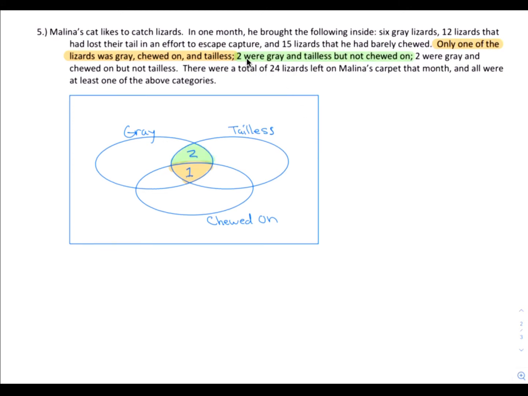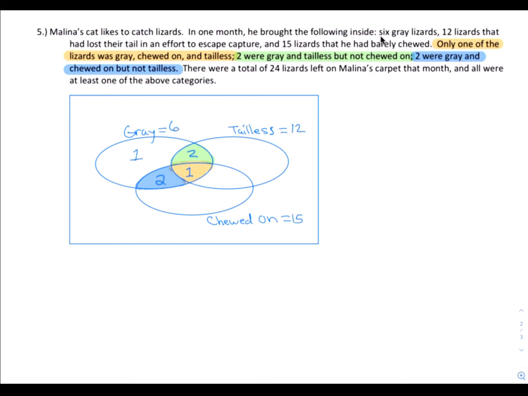Now the next sentence says, 2 were gray and tailless, but not chewed on. That would be in this green space here. Now the next section, it says 2 were gray and chewed on, but not tailless. That would be this blue section.